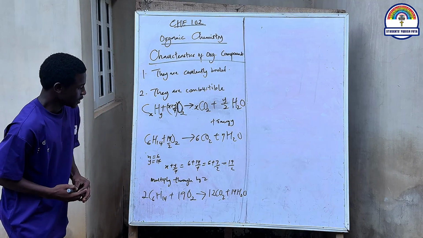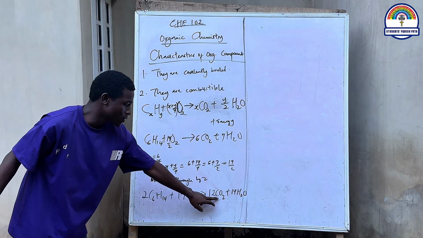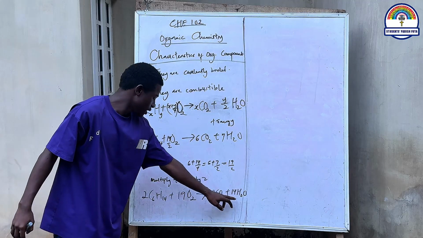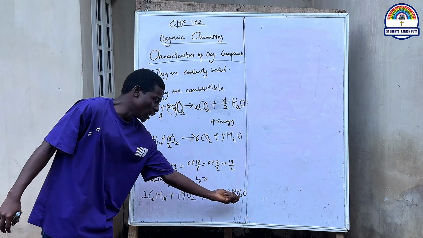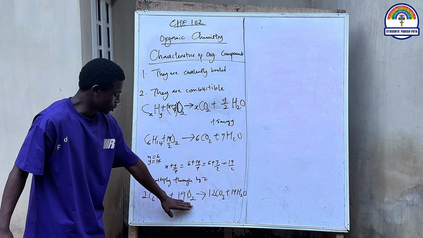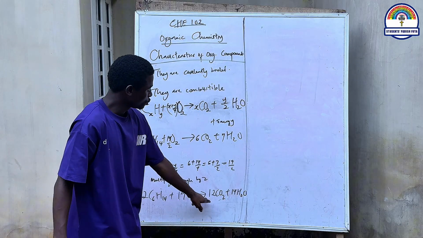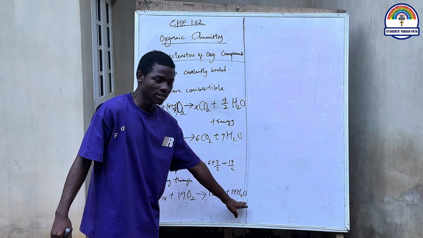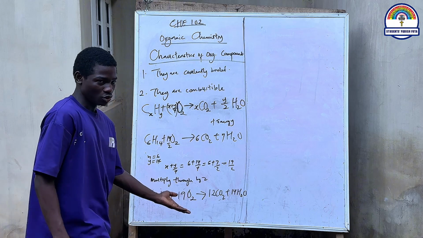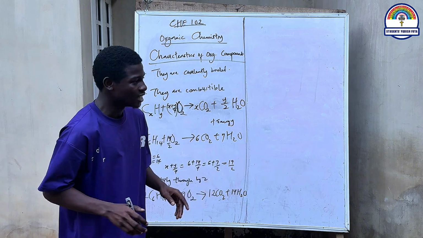So let's calculate. How many carbon do you have? 12 carbon. How many hydrogen do you have? 28. That's 2 times 14, and that's 14 times 2. How many oxygen do you have? 2 times 19, that's 38. 12 times 2 is 24, 24 plus 14, that's 38. So that's to show you that so far, as a hydrocarbon, it works.